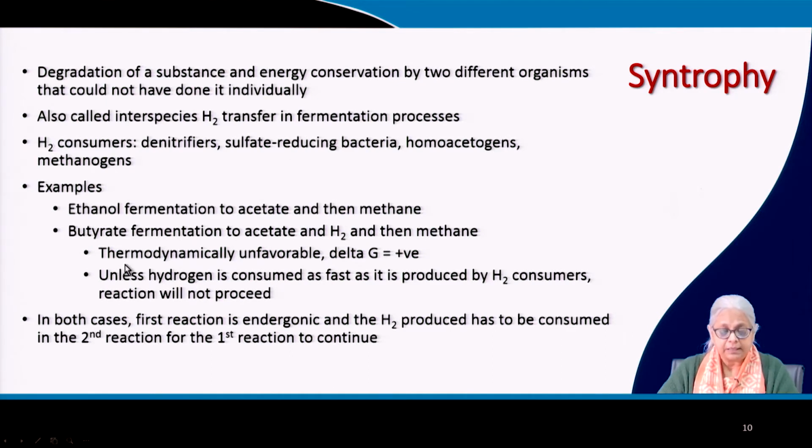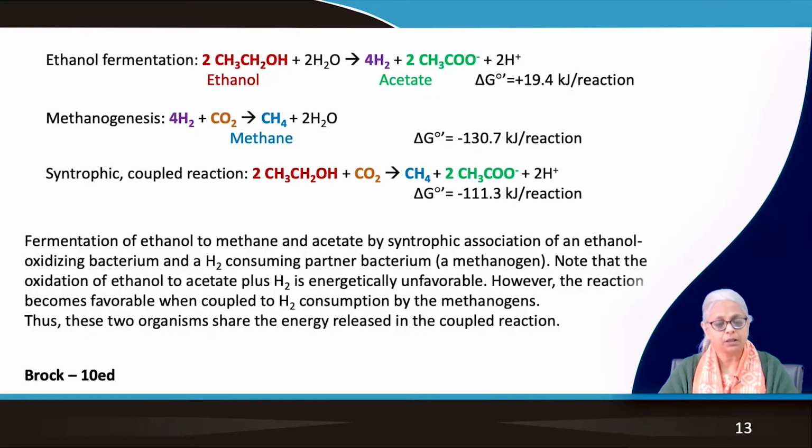In the first case, in the case of butyrate fermentation, let me see. Yeah. So if we take ethanol fermentation to acetate, here we have ethanol being converted to hydrogen and acetate. The delta G for this particular reaction is positive. So by itself, it's not going to give any energy to the bacteria. So the bacteria will not be able to utilize it.